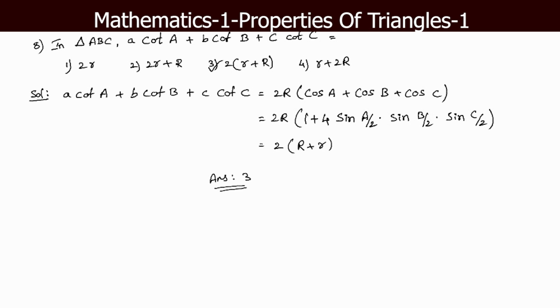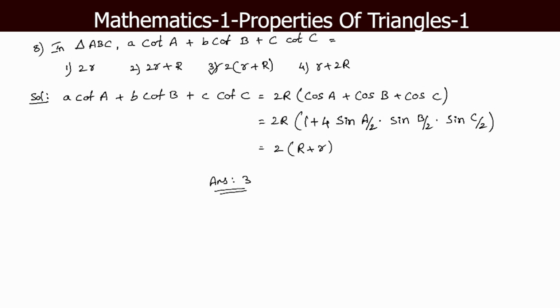Because we know that A plus B plus C equals 180, cos A plus cos B plus cos C is 1 plus 4 sin A/2 sin B/2 sin C/2. Now take capital R inside: 2 into capital R plus 4R sin A/2 sin B/2 sin C/2. In triangle ABC, the inradius in terms of the angles and circumradius is small r equals 4R sin A/2 sin B/2 sin C/2. So the answer is 2 into capital R plus small r. The correct option is option number 3.